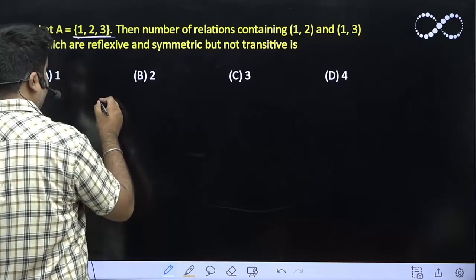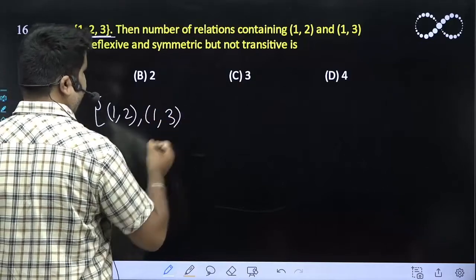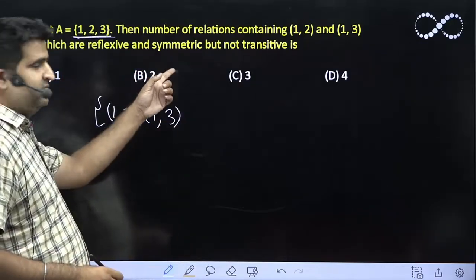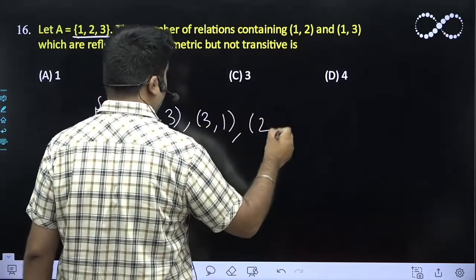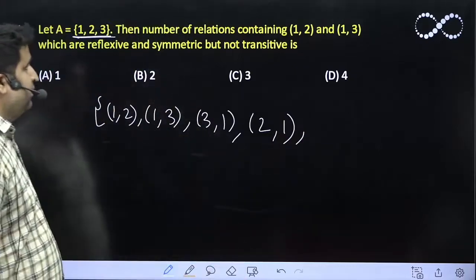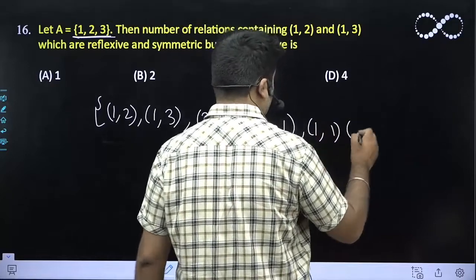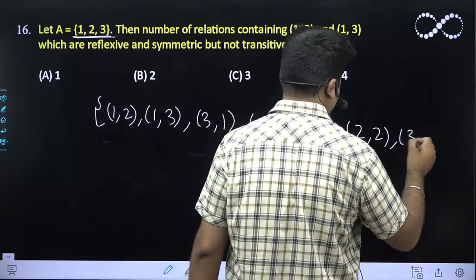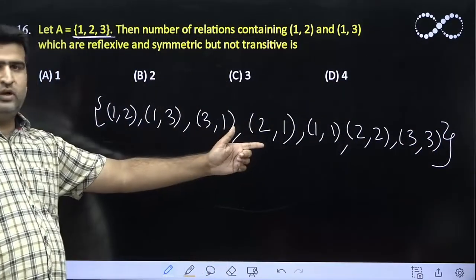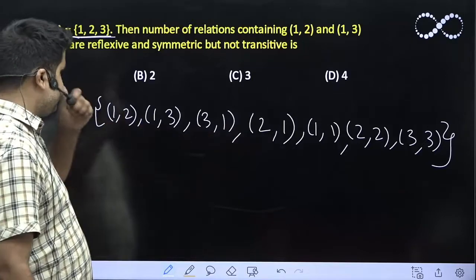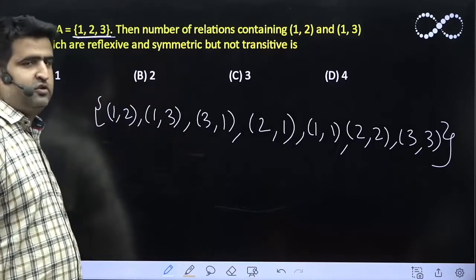So if we take (1, 2) and (1, 3), if the relation is symmetric, then (3, 1) will also be there. Similarly, (2, 1) will also be there, right? And for it to be reflexive, (1, 1), (2, 2), (3, 3) should be there. So therefore, this is the only possible relation containing (1, 2) and (1, 3), which is reflexive and symmetric but not transitive, okay?